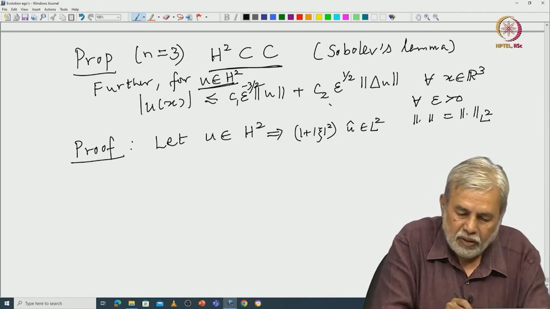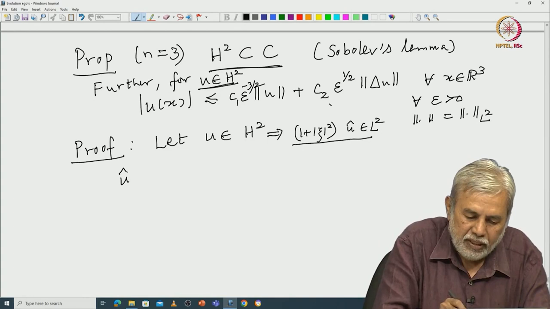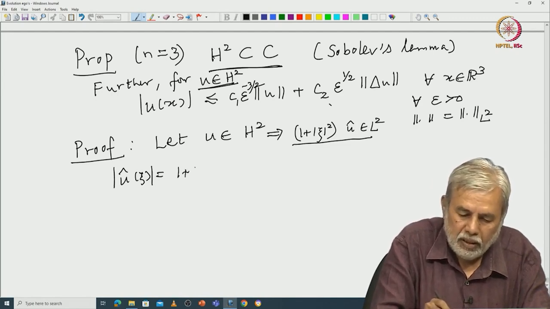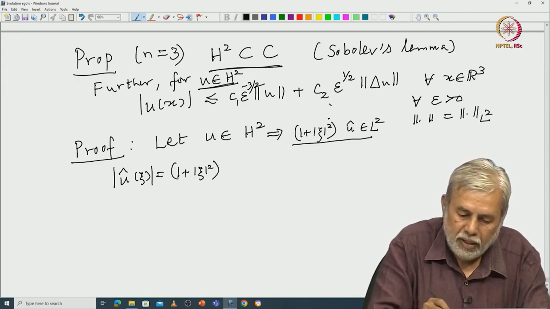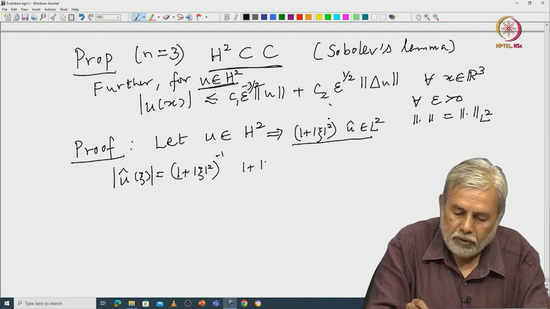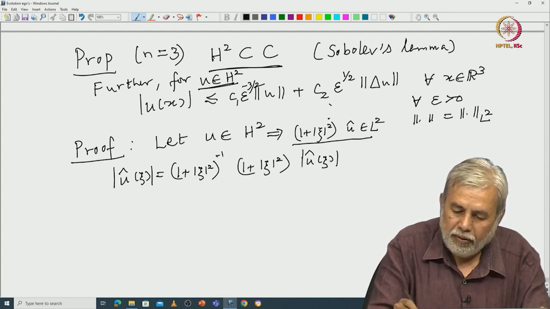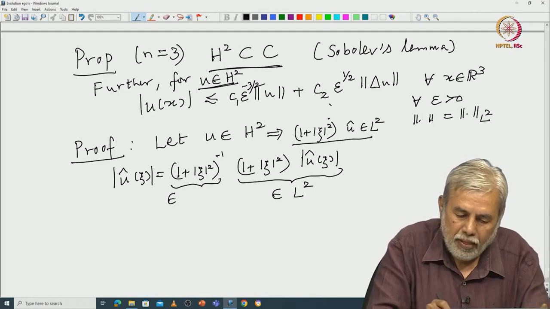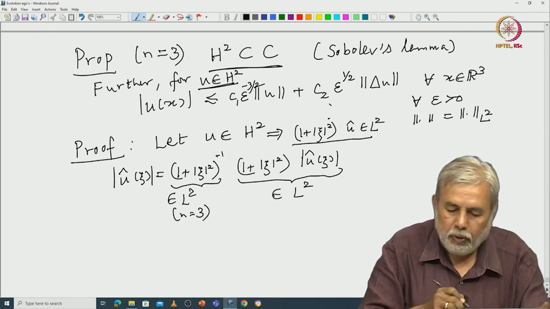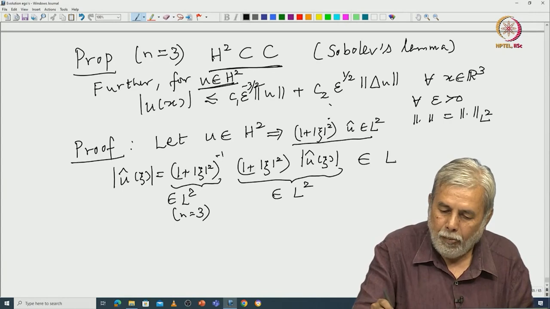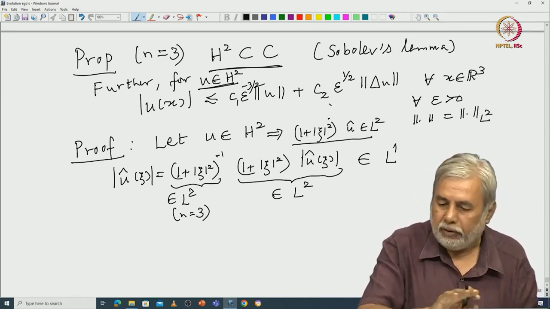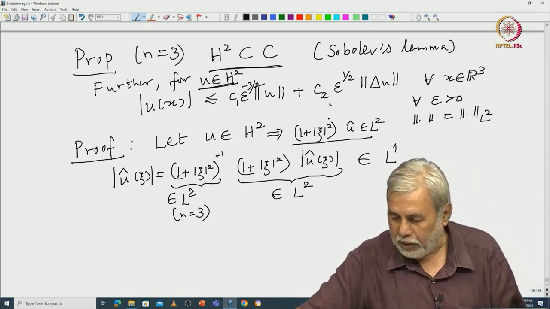And that implies, so we write this u cap of xi as 1 plus mod xi square times 1 over 1 plus mod xi square, times u cap. This you have seen many times, of course, just writing that. So, this is in L 2 by the definition of H 2, and this is in L 2 because n equal to 3. So, here we are using that u cap is in L 1. So, if I take the inverse Fourier transform, automatically I get u is bounded. So, that is fine, but we want this estimate. So, that is what we want to do now.